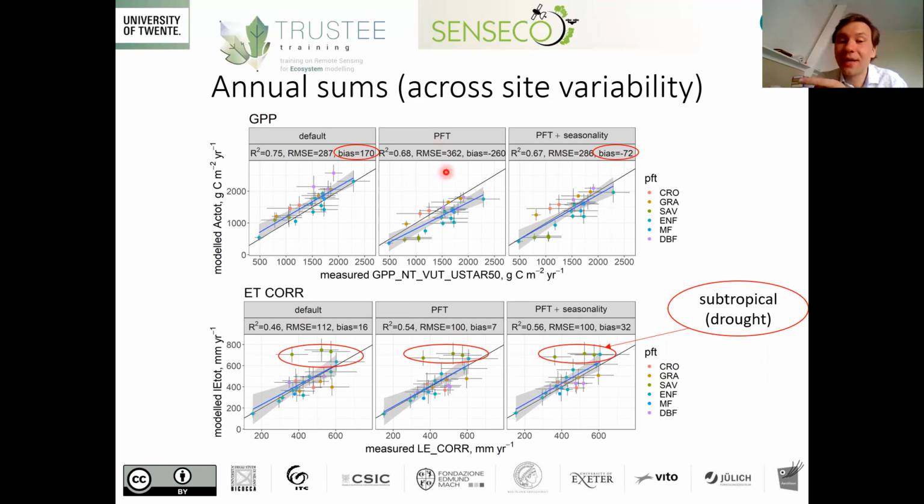However, if we add seasonality to Vcmax values, then we see that the performance is even better. So I mean, root mean square error is the same, but the bias is reduced. So this curve has constant positive bias, and this one is good. Evapotranspiration also was simulated well, but those outliers in subtropical ecosystems, they of course make the matter worse.